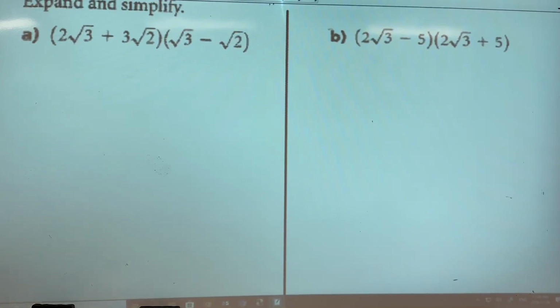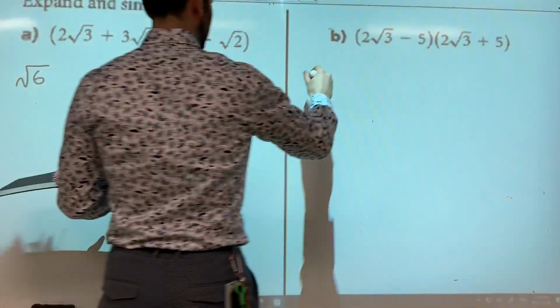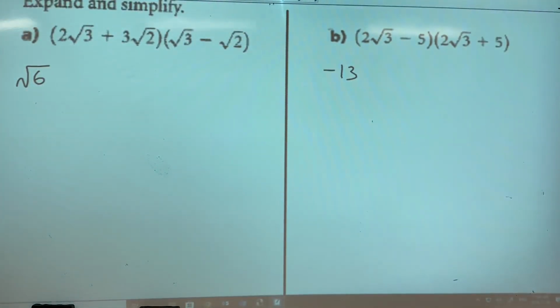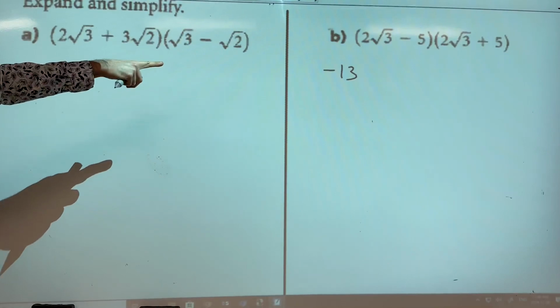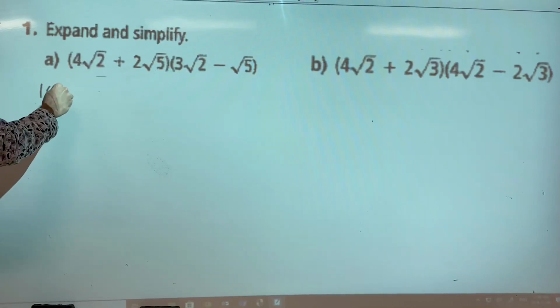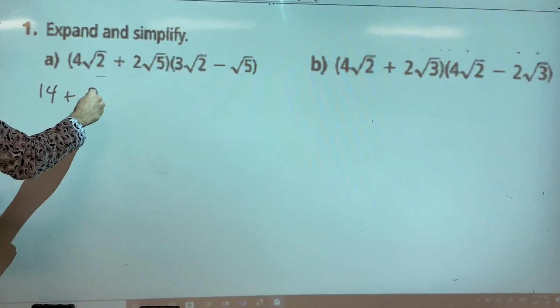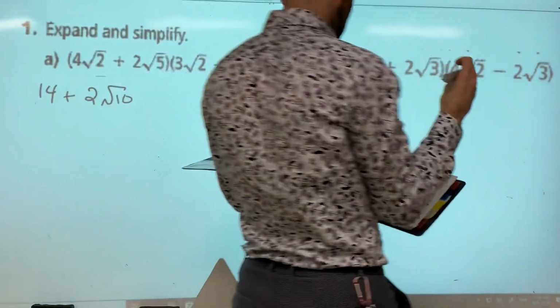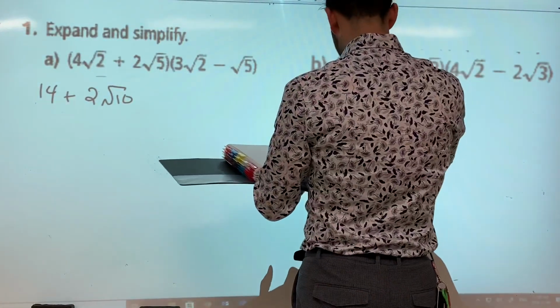So this one you'll get square root 6. This one you'll get negative 13. I do recommend you try them out on your own. Just add them to your homework. So square root 6, negative 13, and then for these ones, which are just try it yourselves, for this one you get 14 plus 2 square root 10. So 14 plus 2 square root 10 for A, and then for B you get 20.